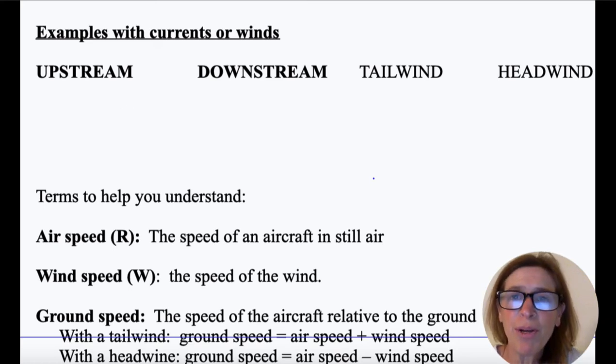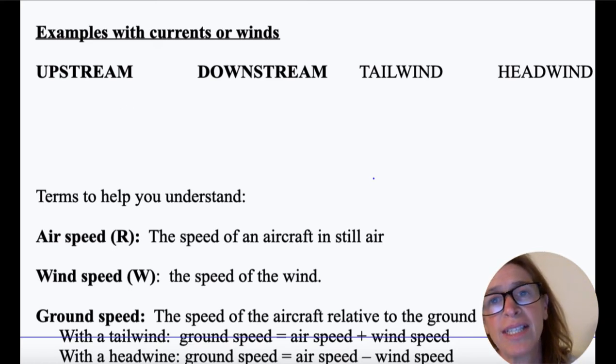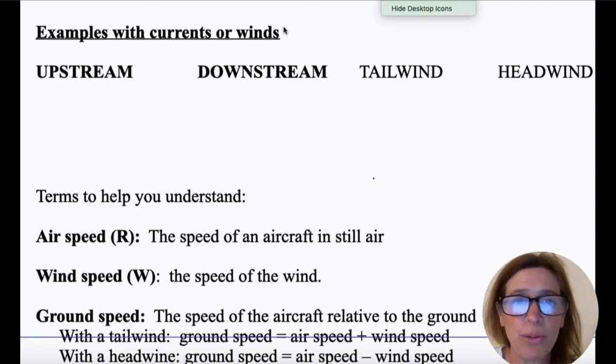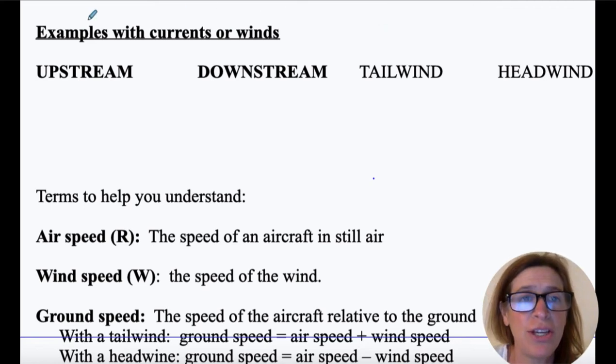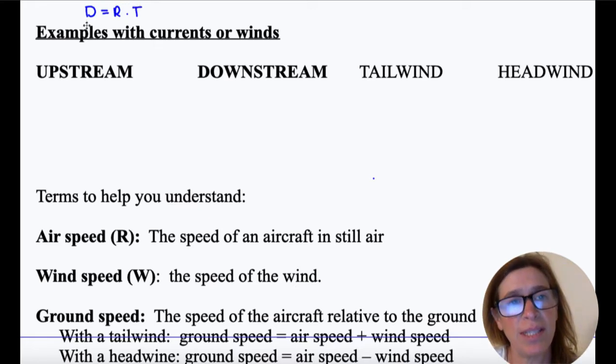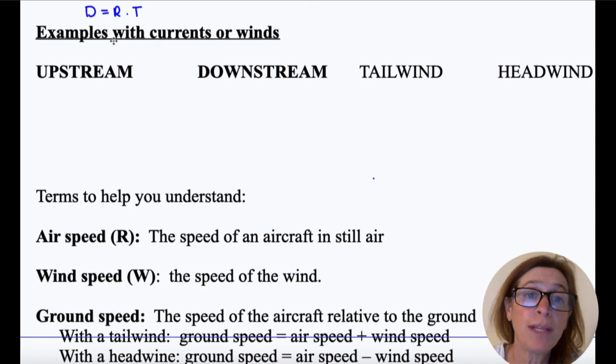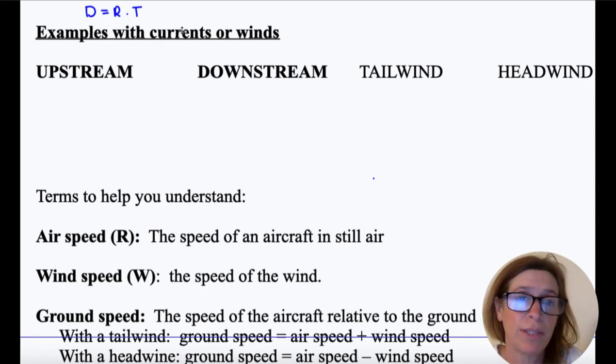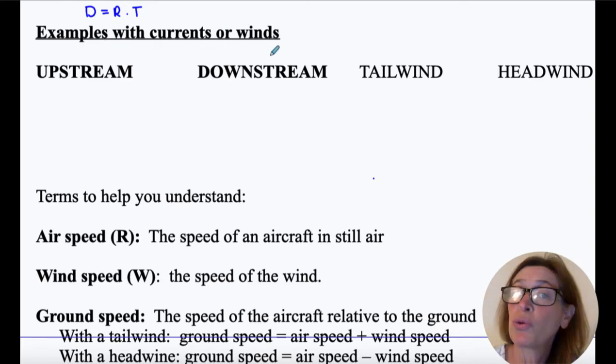Hi everyone, so today we're going to be talking about systems of equations as they relate to distance equals rate times time problems. So you should feel comfortable with the formula D equals R times T. So distance equals the rate or the speed of something times the time that's traveled. Now we're going to look at specifically those examples with currents or winds.